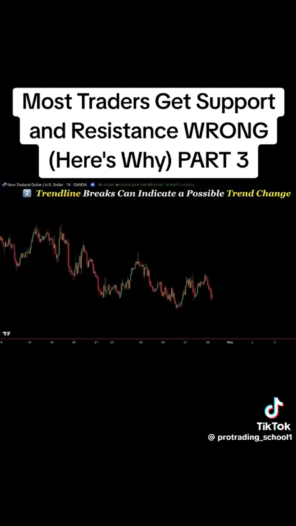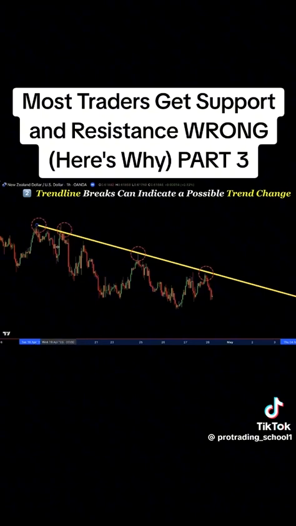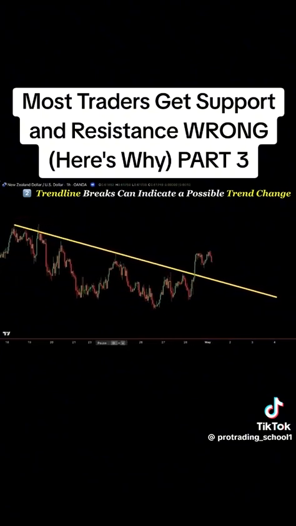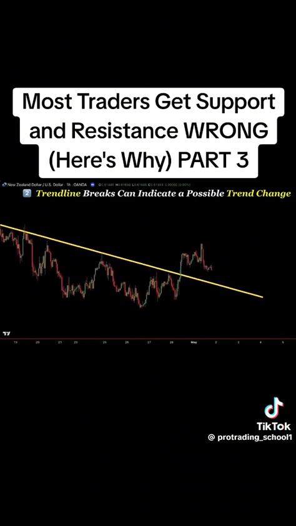Trend lines are not only useful for following the current trend, they can also help you spot when the market may be changing direction. In a downtrend, the trend line is drawn above price. If price breaks above this line, it can be an early signal that the market may be shifting toward an uptrend.